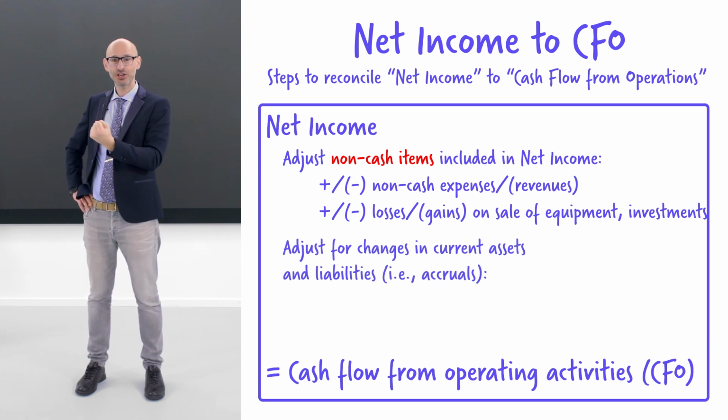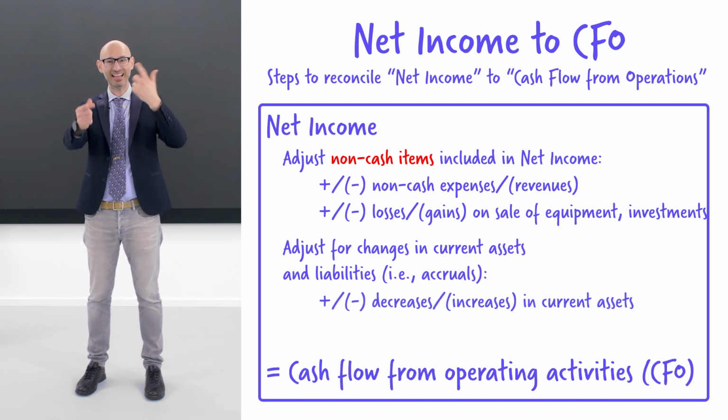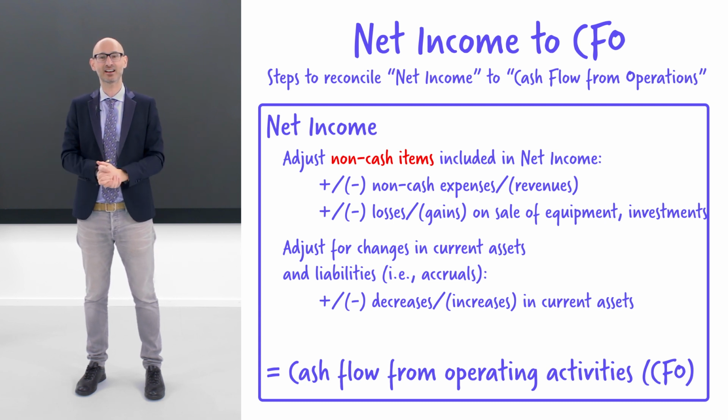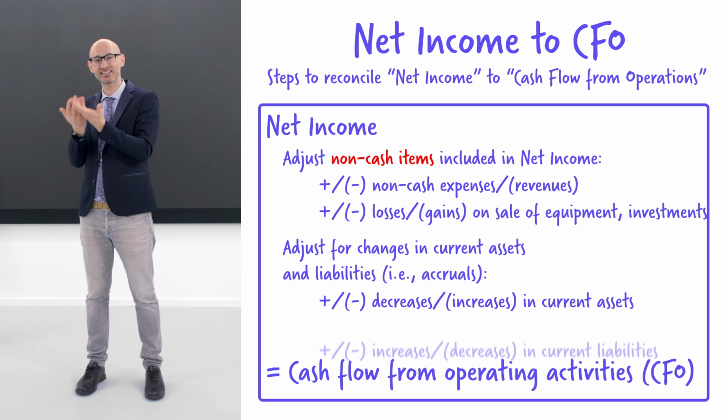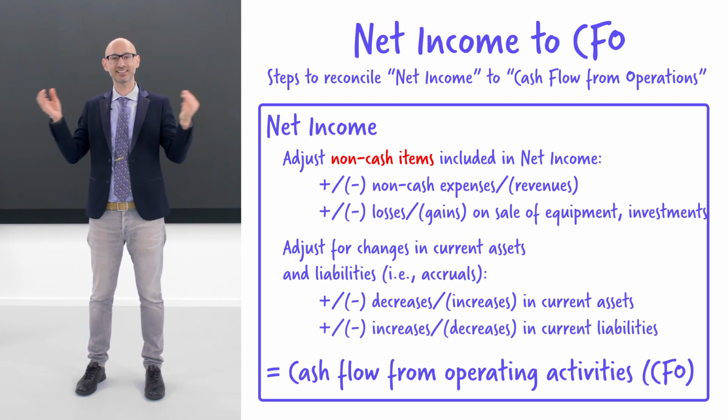Then adjust for changes in current assets and liabilities, in other words, accruals. Add decreases in current assets, subtract increases in current assets. Add increases in current liabilities, subtract decreases in current liabilities. Ta-da! We are done.